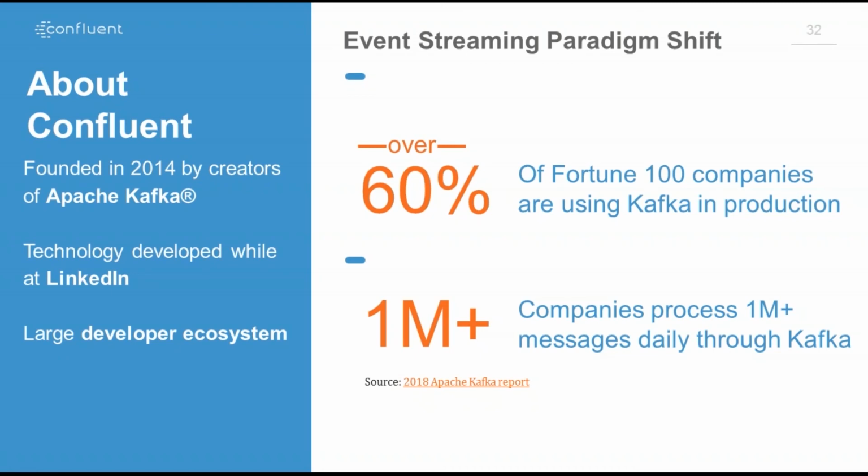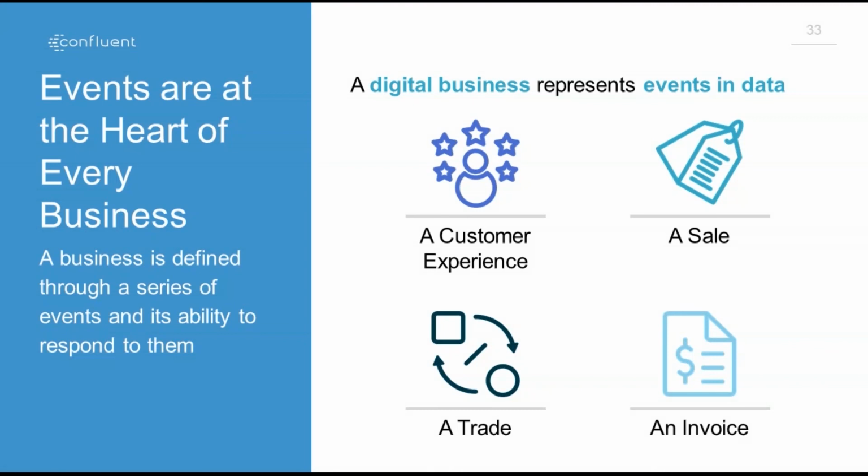They developed the technology while at LinkedIn, trying to solve the challenges that we previously described. There's a very large ecosystem out there today, as I'm sure all of you have heard of Apache Kafka. Over 60%, the last time we checked, of Fortune 100 companies are using Kafka in production today. Companies process more than 1 million messages daily through Kafka, quite a bit more actually, so this slide's a little bit old.